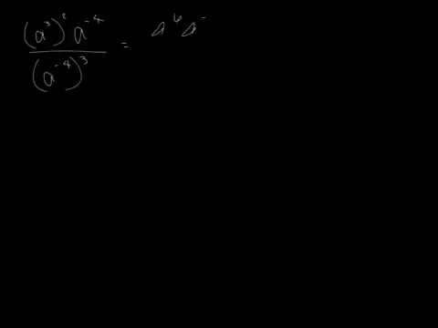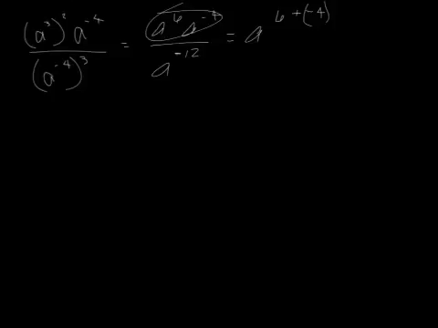And let's leave this one alone for right now, the a to the negative 4th. And a to the negative 4 cubed. Negative 4 times 3 is negative 12. So see what we can do. We can multiply those two, even though one's a negative. This is going to be a to the 6 plus negative 4 because they're multiplied. When you multiply, you add the exponents. And this will stay negative 12.